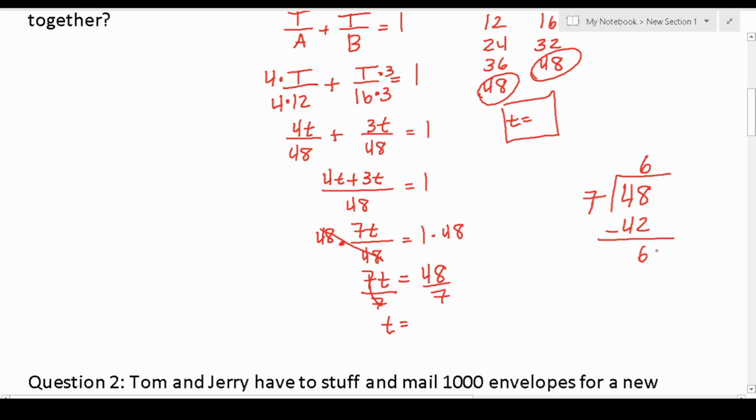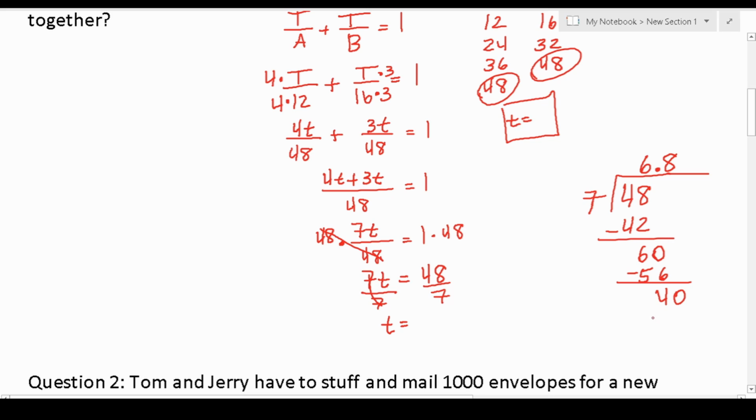48 minus 42 is 6. 7 doesn't go into 6, so we have to add a 0 here. In doing so, that's going to prompt us to bring a decimal up there. 7 goes into 60 8 times without going over. 7 times 8 is 56. Subtract. 60 minus 56 is 4.